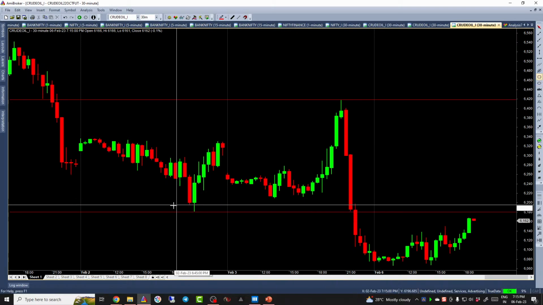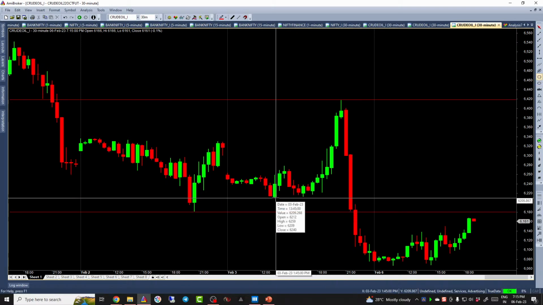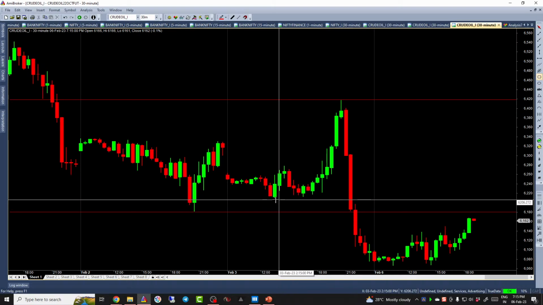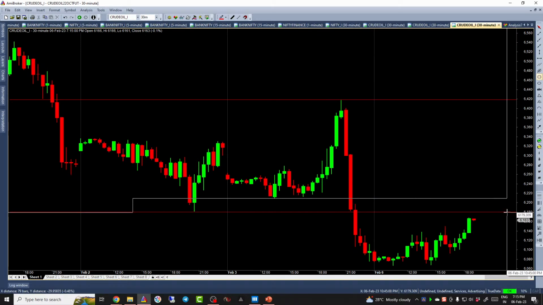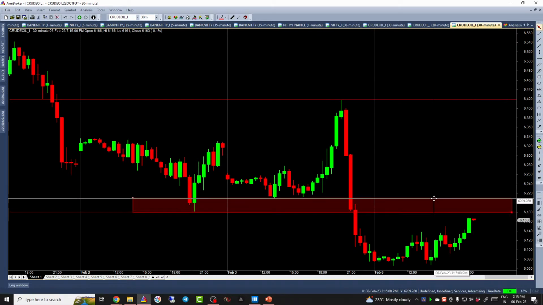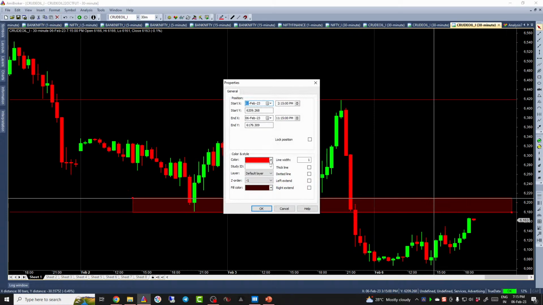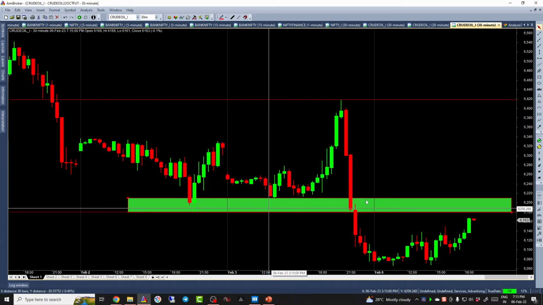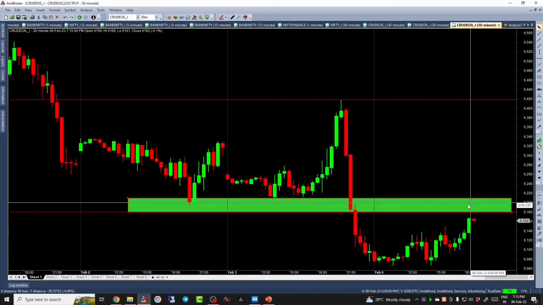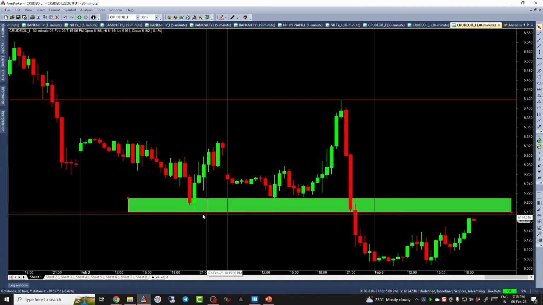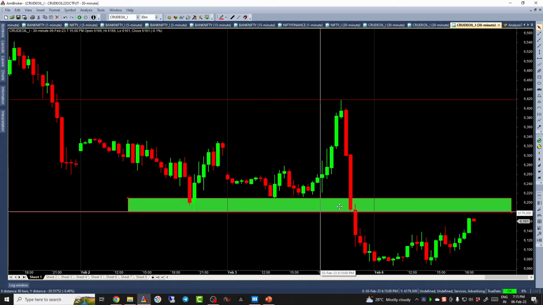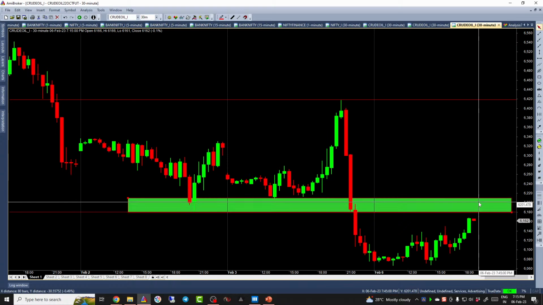For example, in this case here we also saw one of the pullbacks, right? From this, follow my cursor, we can simply draw a rectangle and mark it as green. Last time it was a demand zone. When price approaches this level, there is a possibility. This is not a line, this is a zone itself. This low and this low together form a demand zone here.